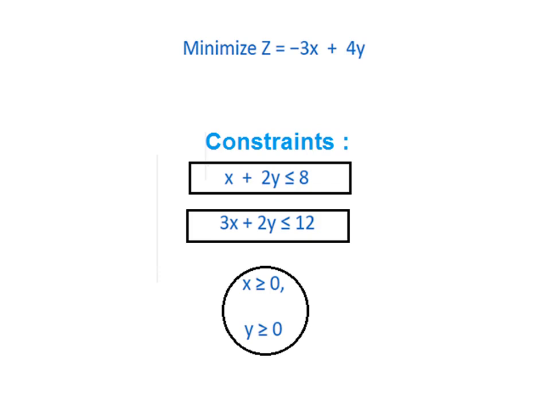As I always tell you, first look at the objective function. This time they have asked you to minimize z = -3x + 4y. So the optimal value is the minimum value this time. And the constraints you can see in the rectangular boxes. These are particular to this problem: x + 2y ≤ 8 and 3x + 2y ≤ 12. The two other constraints are the standard non-negative constraints, what you see in the circle, x and y being positive.